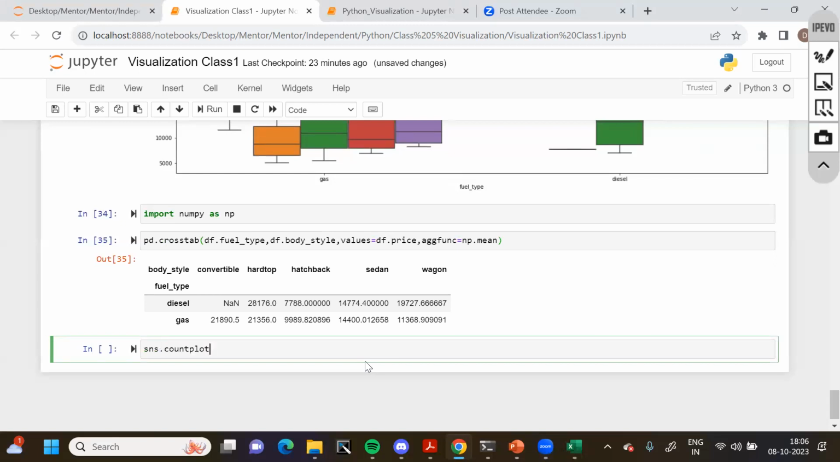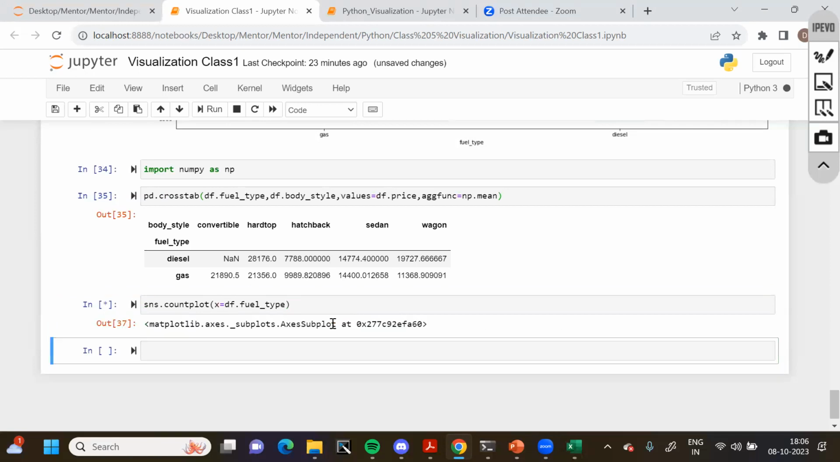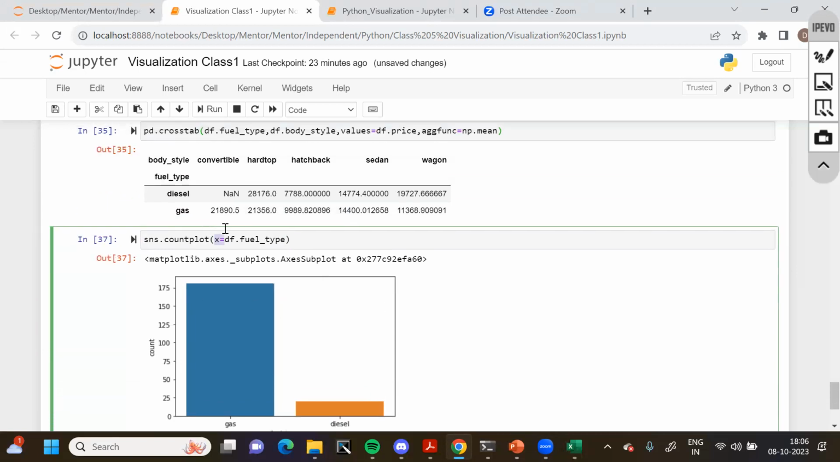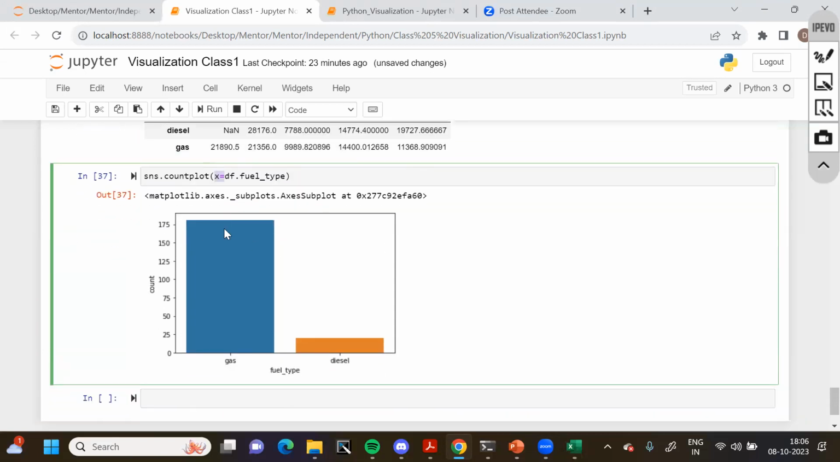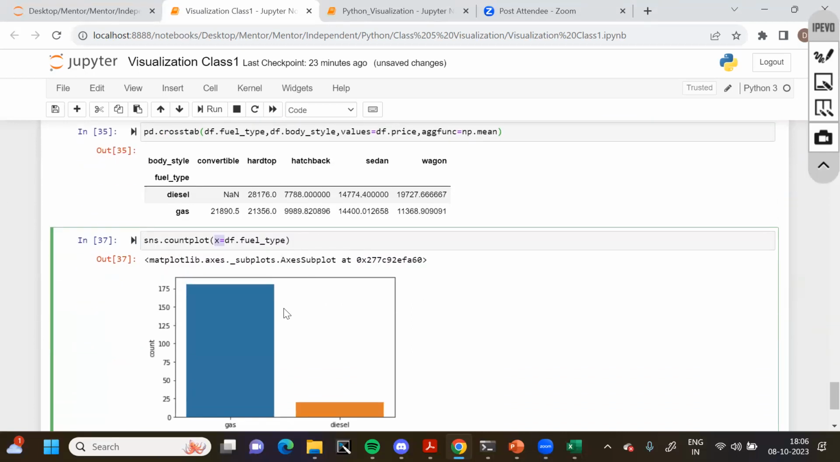sns.countplot. I want to see the df.fuel_type. Actually, this is the new Seaborn version. It requires this. It has changed everything. I had to install it for one class because something was not working, and due to this some of the functionality has changed. It is upgraded, so certain functionality changes. Before that I used to use it directly, but now some of the things do not work directly.